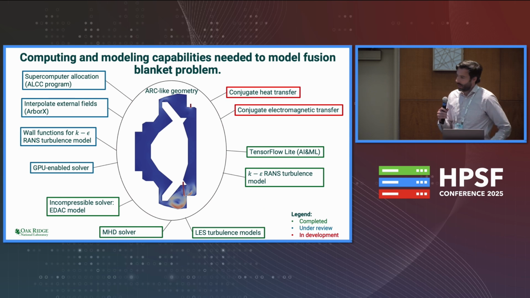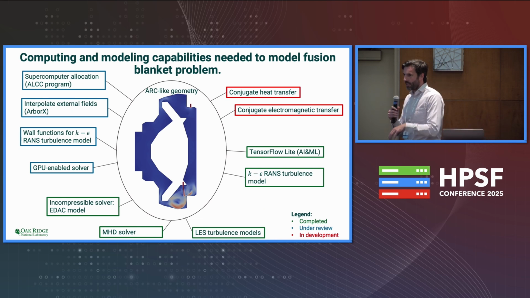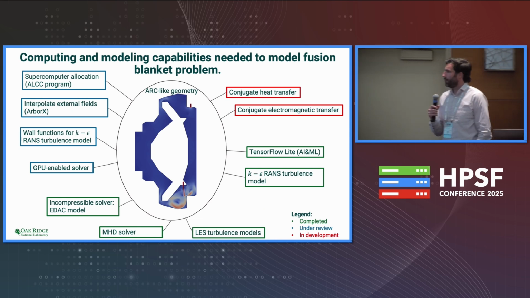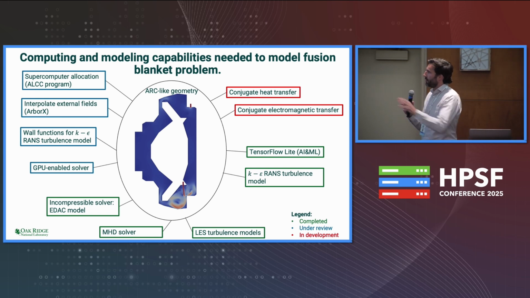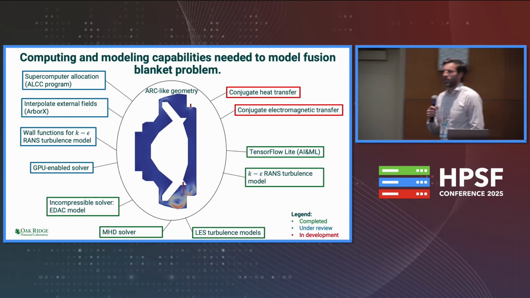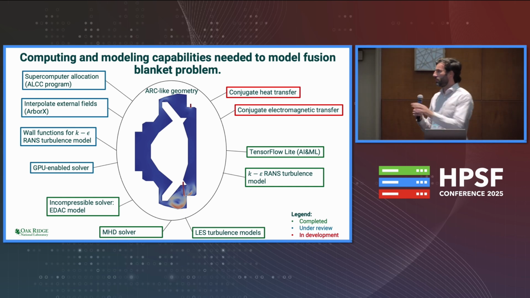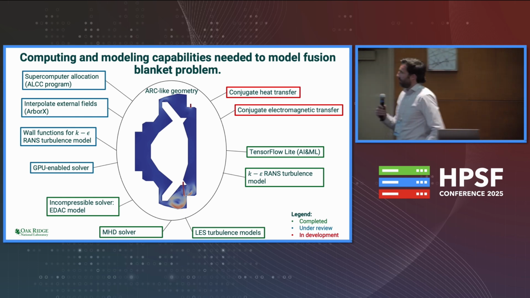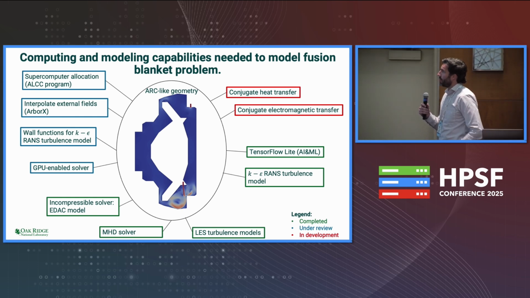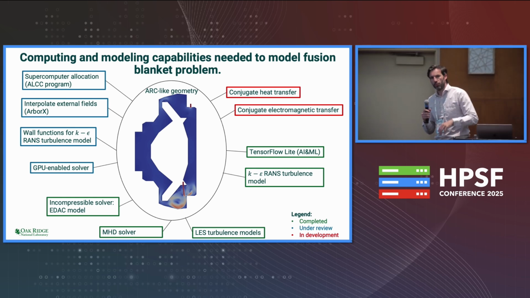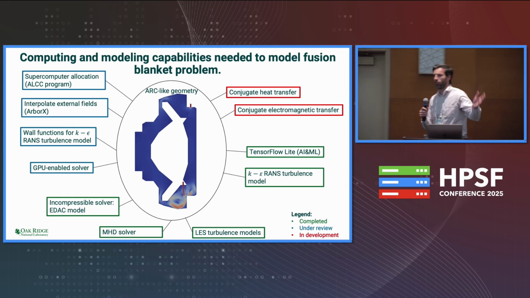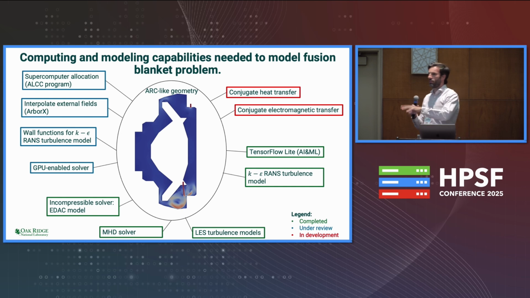So, like I said, the targeted application problem is a fusion blanket problem. This slide is just to showcase all of the different physics that we have been implementing in the code in order to solve this complex 3D problem. So there are fluid equations, heat transfer, MHD, and we also have turbulence models. Some capabilities are still under development, like conjugate heat transfer. Here we're talking about multi-region capabilities so that you can solve with solid and fluid regions in contact.